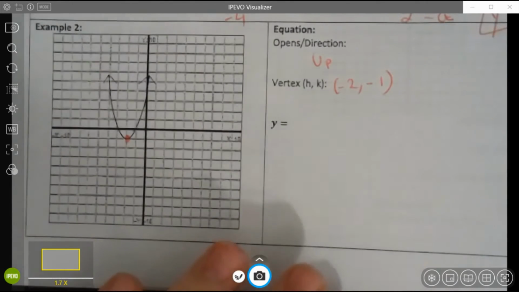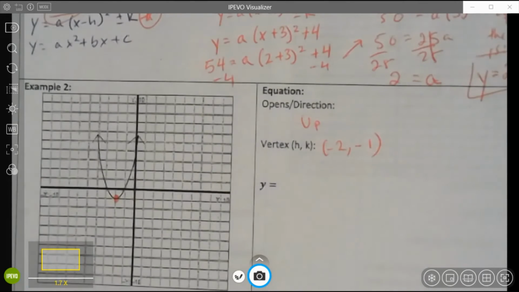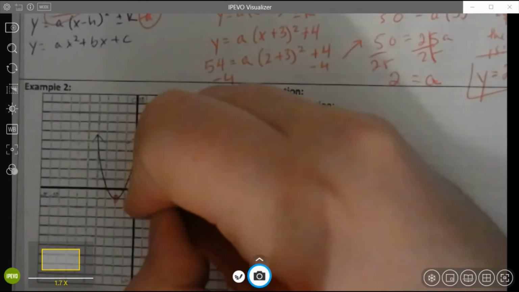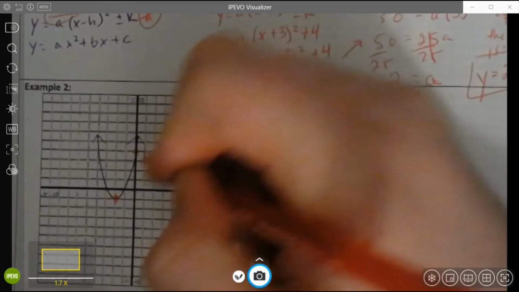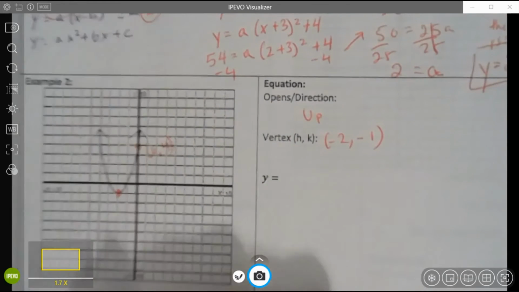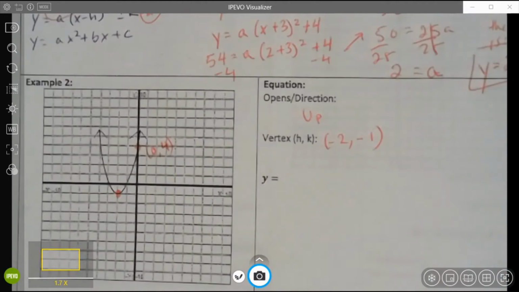Then they want an equation. So this is where it's going to be a little similar to what we did in example 1. So we found the vertex from the graph. Now we need to find another point that's on the parabola. So a nice convenient point looks like we could use here, the point (0, 4). Looks like it's on that parabola. So let's go ahead and use that to come up with the equation of this particular parabola.